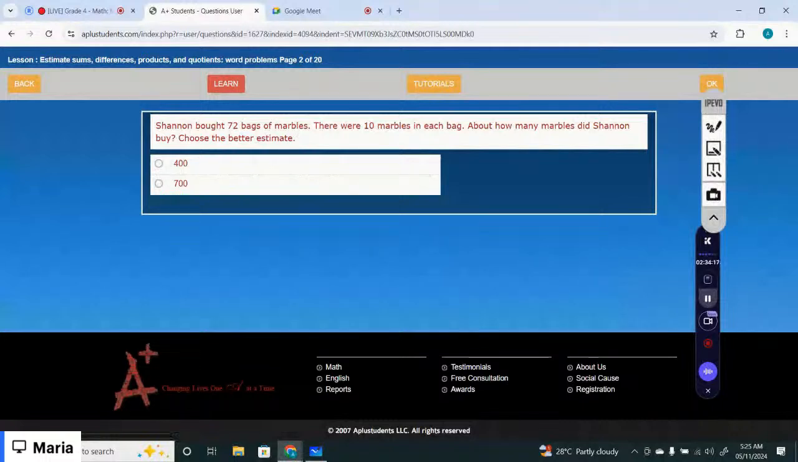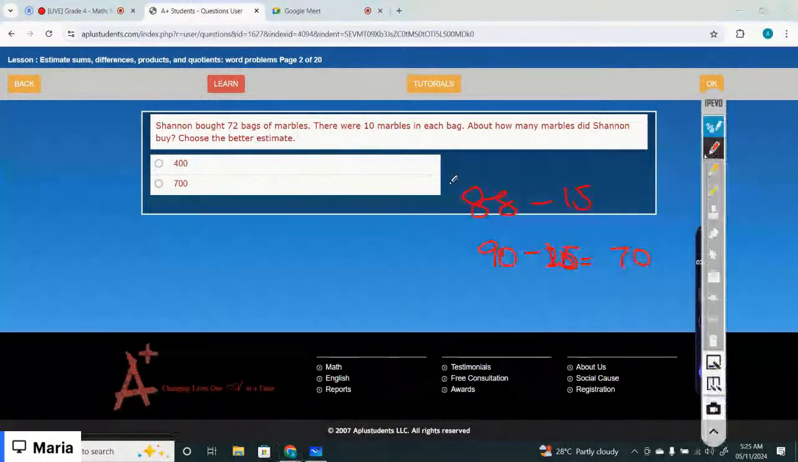Shannon bought 72 bags of marbles. There are 10 marbles in each bag. About how many marbles did Shannon buy? So you have to do 72 times 10, but you have to estimate the answer. So 72 would be rounded off to 70. You have to do 70 times 10. So which is the correct option?